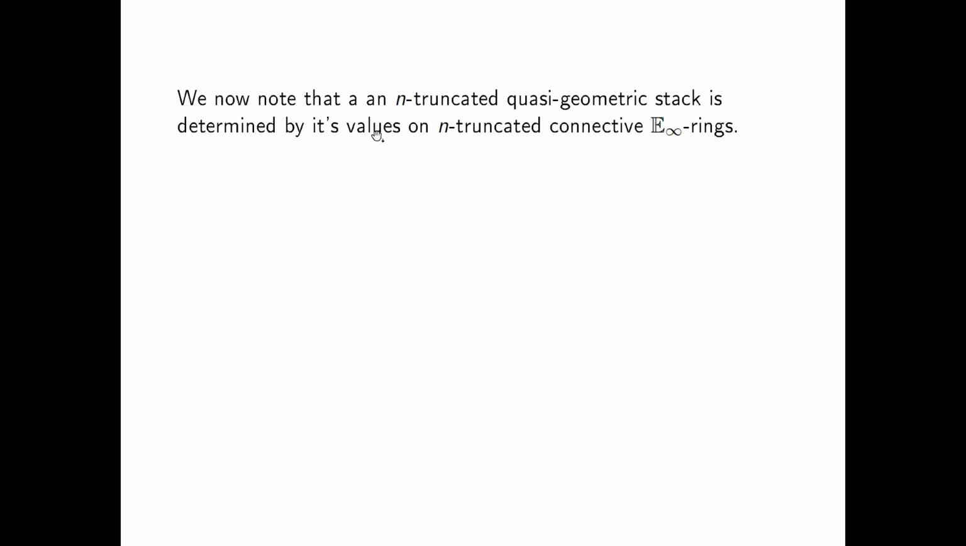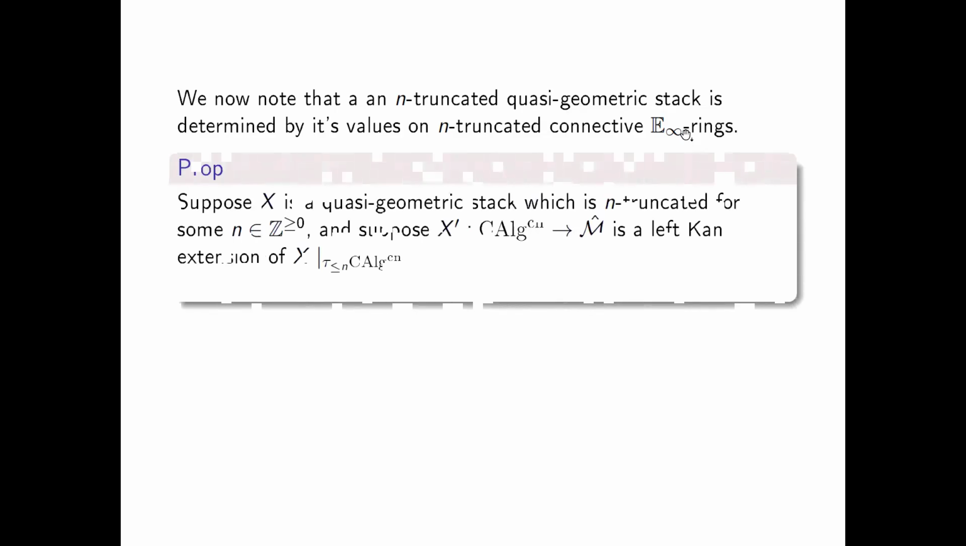Okay, there's another type here. An n truncated quasi-geometric stack is determined by its values on n truncated connective E-infinity rings. So suppose you start off with a quasi-geometric stack X, which is n truncated for some positive integer n, and suppose, oopsie, okay, so this is like a typo again.